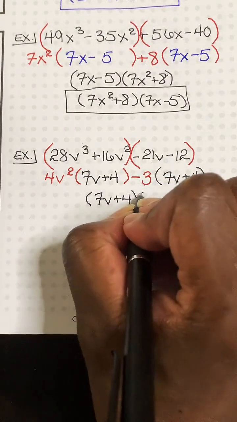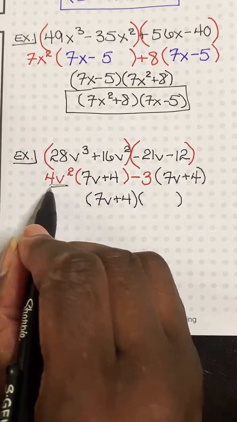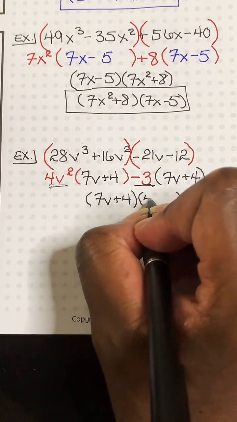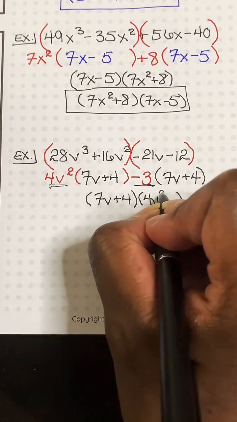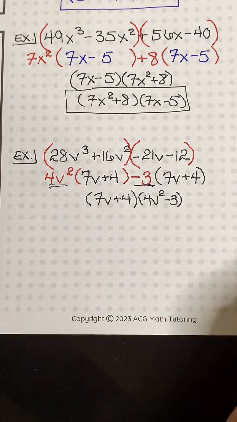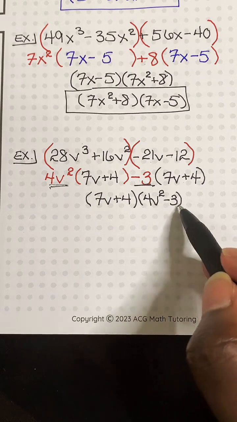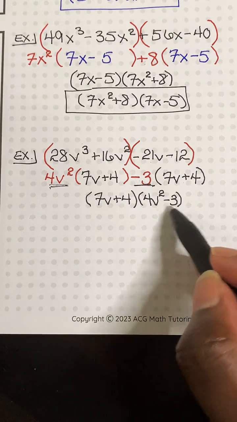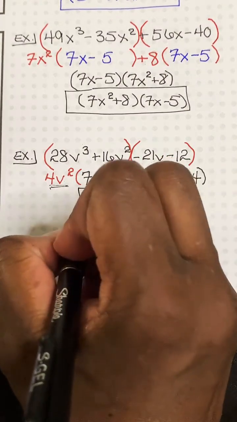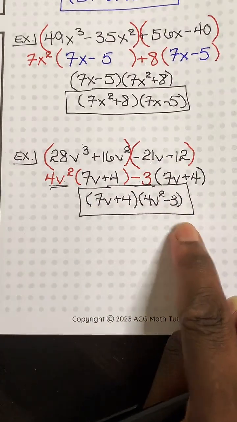And then what goes into the other parenthesis is what's outside. So we just bring down our 4v squared and our minus 3. And even though this says v squared, I'm looking at 4 and 3, and the only thing they have in common is a 1. So, boom. I can't break it down.